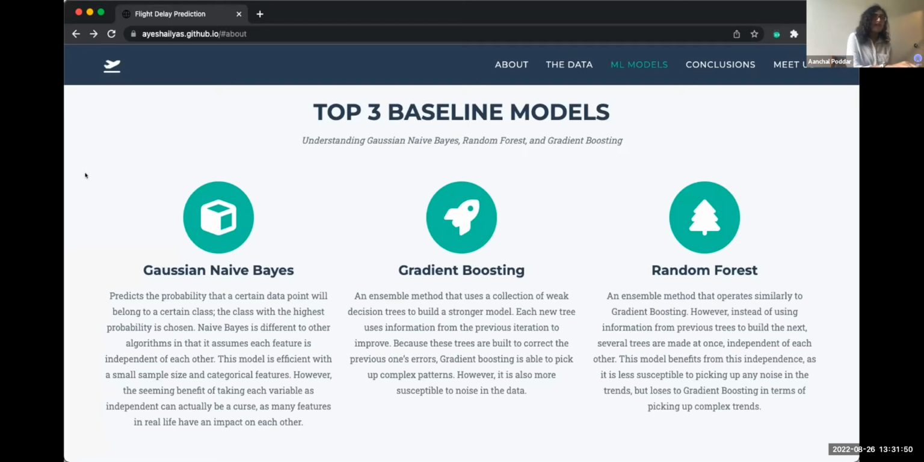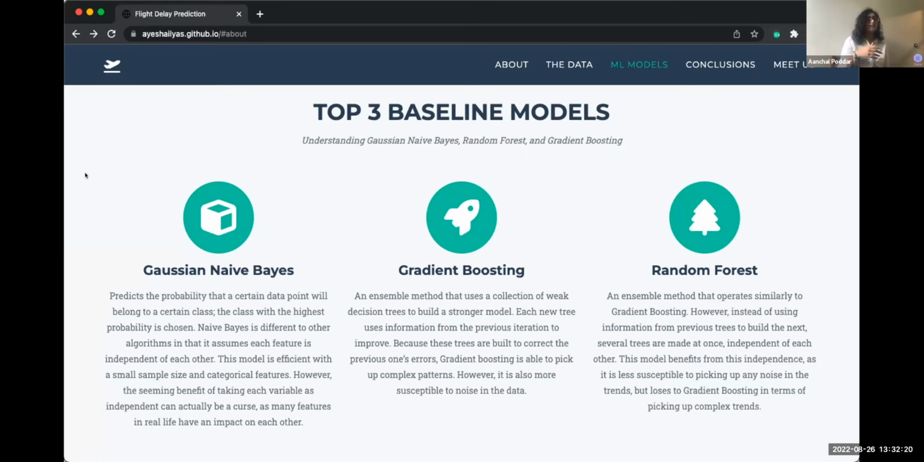The next 2 models I'll go over are both ensemble methods. Gradient boosting is an ensemble method that uses a collection of weak decision trees to build a strong model. And each new tree uses information from the previous tree to improve. And because these trees are built to correct the previous one's errors, gradient boosting is able to pick up complex patterns. However, it is also more susceptible to noise in the data because of this, so you have to be really thorough in your data cleaning.